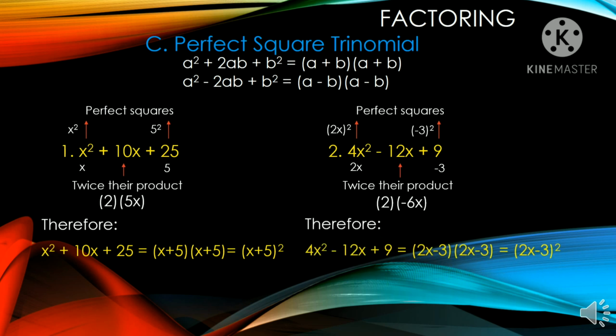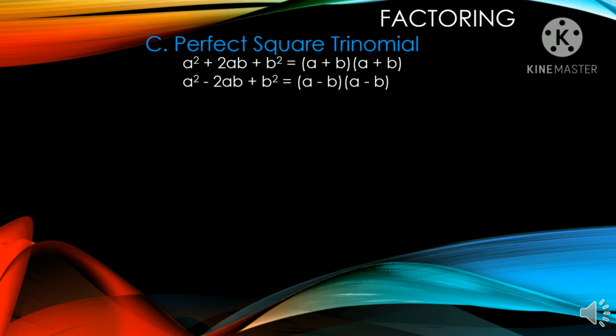Therefore, our 4x squared minus 12x plus 9 is now equal to 2x minus 3 times 2x minus 3, or it is equal to 2x minus 3 quantity squared.